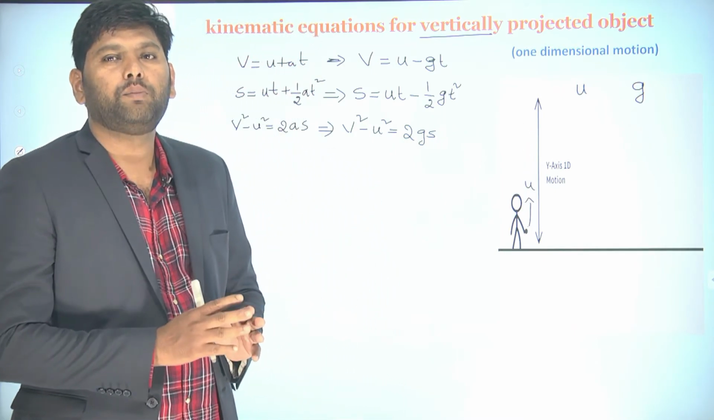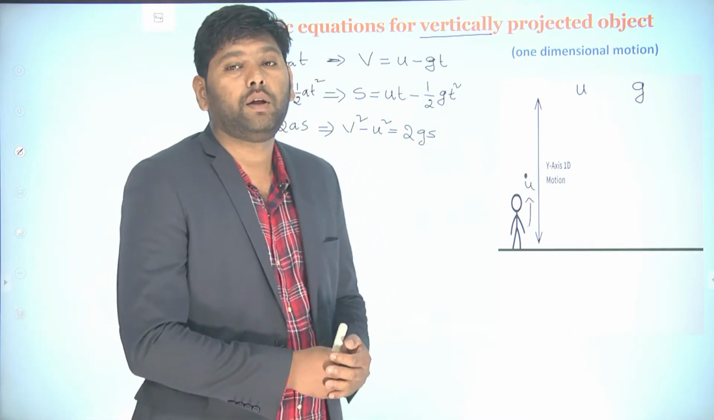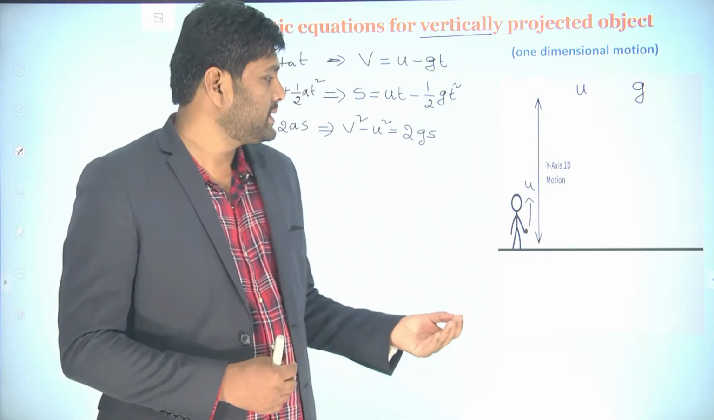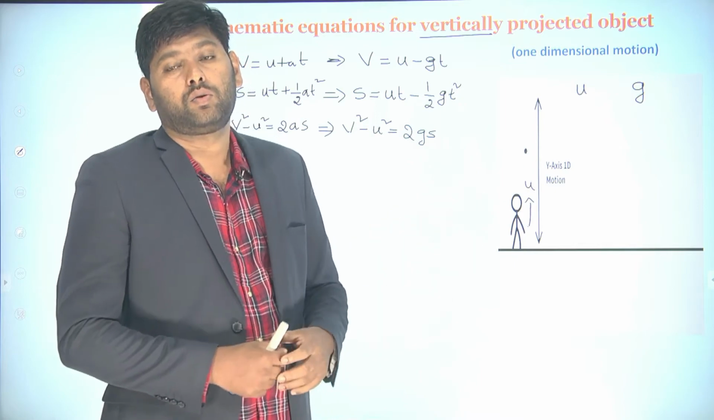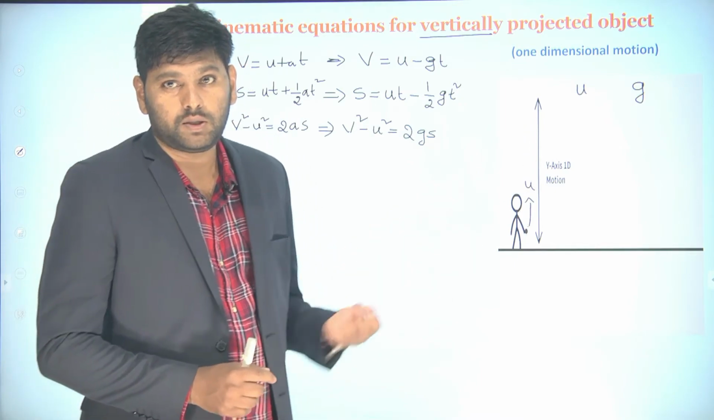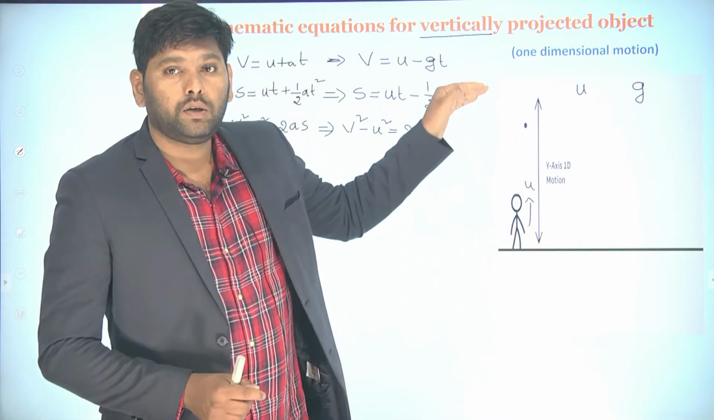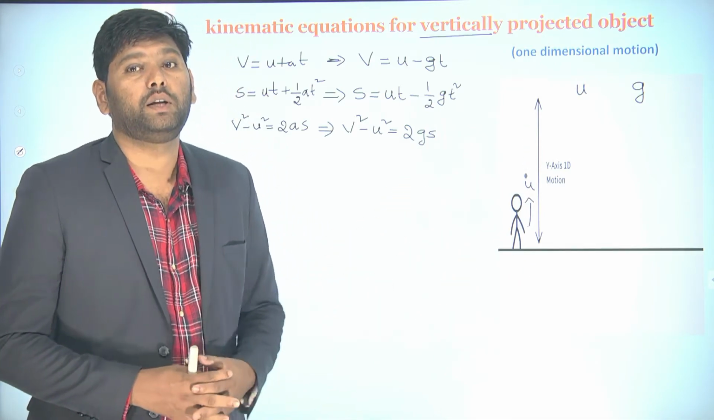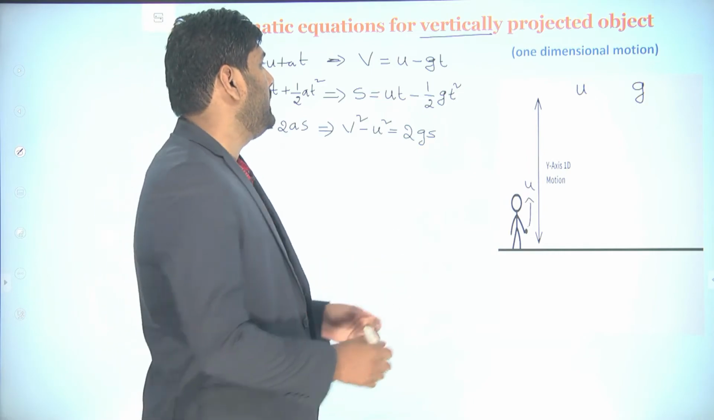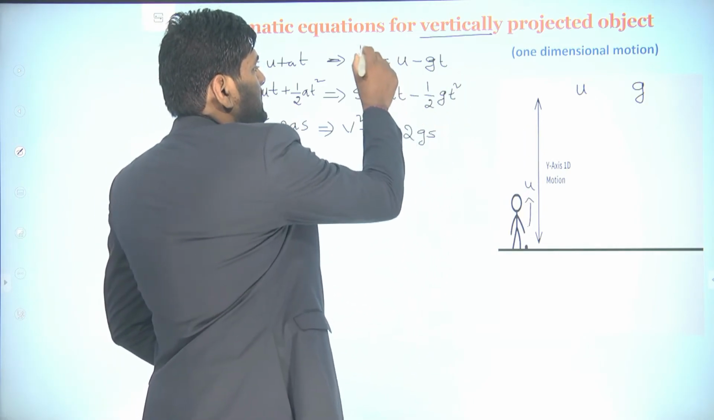Now here some results we also need to derive. The first one is how much time is taken to complete the total motion. The total motion means the upward direction and the downward direction, that is called total motion. So how much time will it take? See here, for that let us take the first equation.